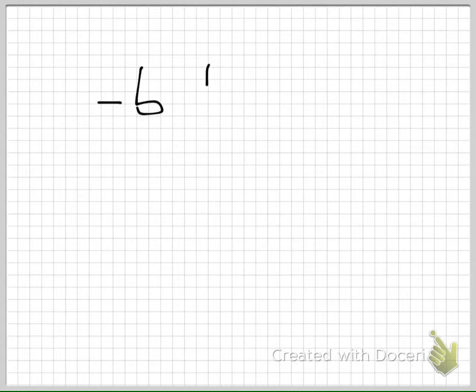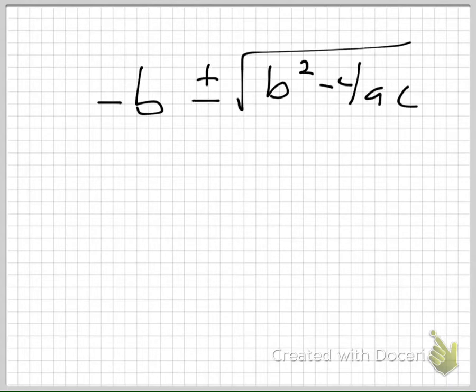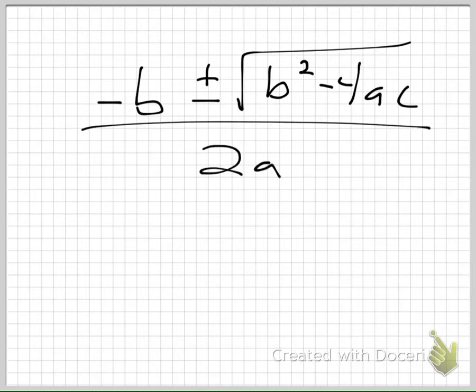Minus b, hold on. Okay, here we go. We're going to sing it right now. Ready? Everybody together. Minus b plus or minus the square root of the quantity b squared minus 4ac all divided by 2a. Okay, good deal. That is the quadratic formula.